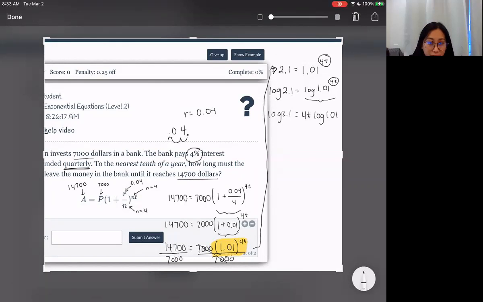Okay, and once we get this part, we can divide both sides by log 1.01. Divide by log 1.01. This will cancel out. We will have it equal to 4t. And here is where I should have kept the calculator up and open. So let me see if I can do it on my phone. We have log 2.1 divided by log 1.01.